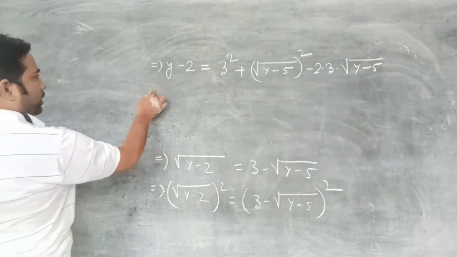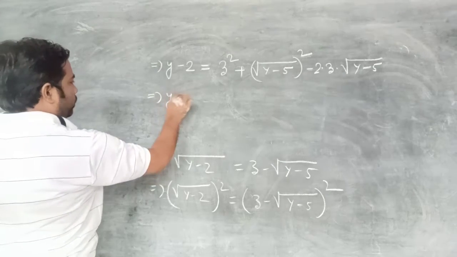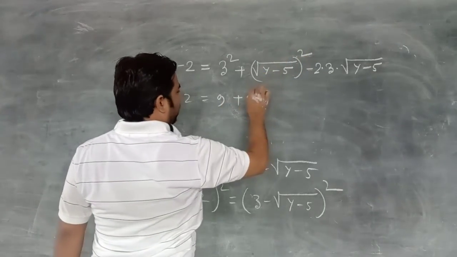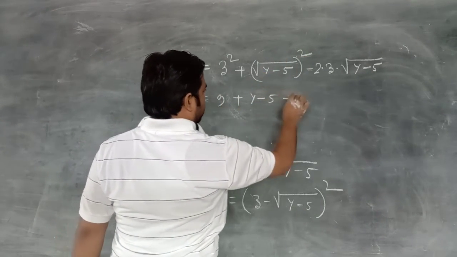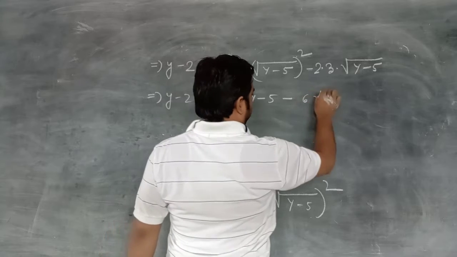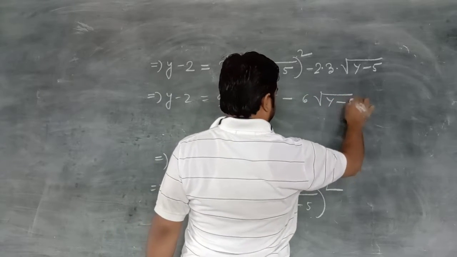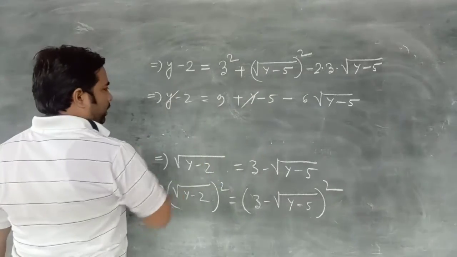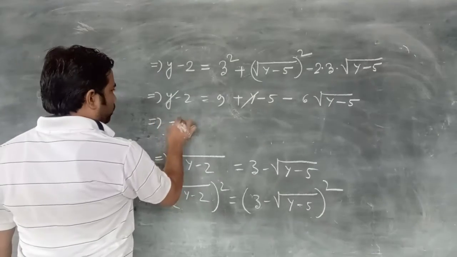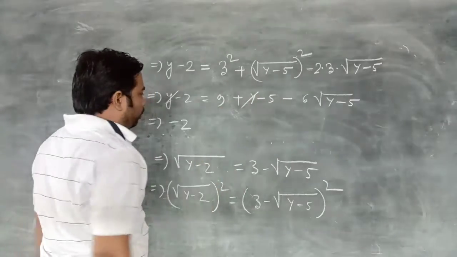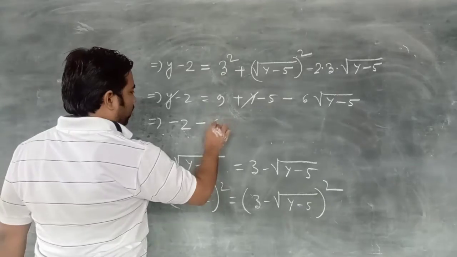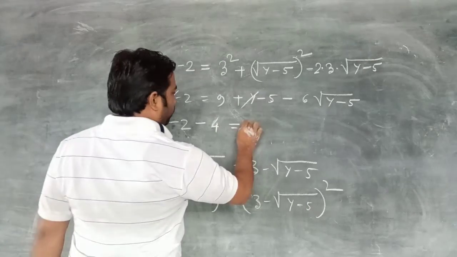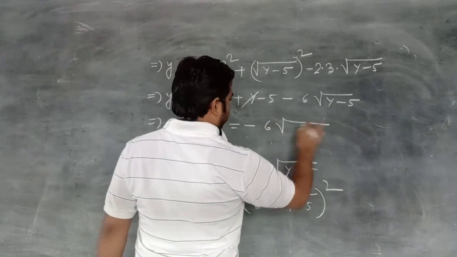So this can be written as y minus 2 equals 9 plus y minus 5, because the square and root over are cancelled, minus 6 root over y minus 5. So what we have: this y and this y are cancelled. So this is minus 2. 9 minus 5 is 4. So if 4 comes here, this is minus 4 equal to minus 6 root over y minus 5.